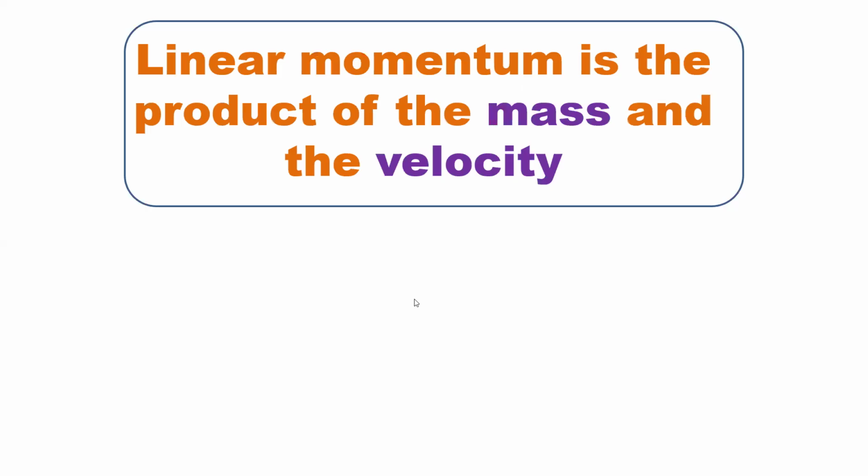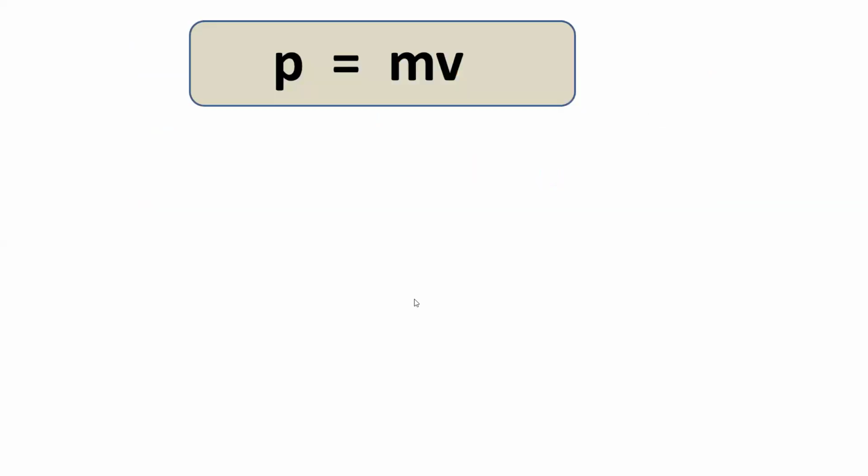Linear momentum. What is the definition? Momentum is a measure of inertia. Inertia depends upon two things, mass and velocity. The inertia of a train coming is due to mass and velocity. The inertia of a bullet coming is due to its speed. The inertia of a multi-wheeler is mainly due to mass. So linear momentum is the product of mass and velocity.